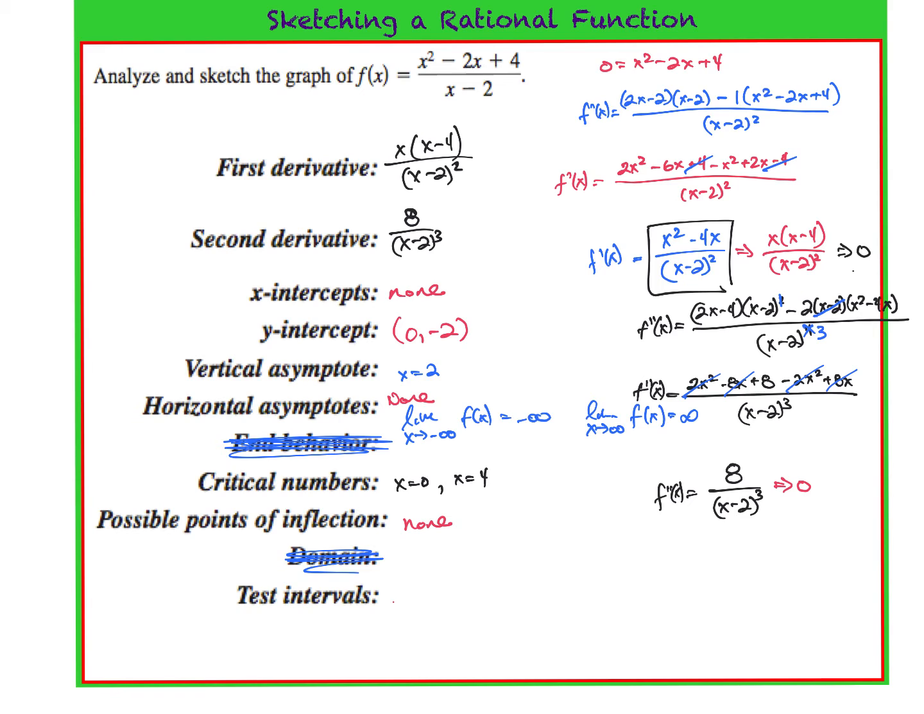So we're going to start from negative infinity, and then what? To 2. Not to 2 yet. To 0. It's my critical number. And then I'm going to go from 0 to what now, Tristan? 2. Why 2? Okay, that's my vertical asymptote, and that's my domain issue. Yes, it's all the same, I guess. All right. And then I go from 2 to 4, and then 4 to infinity.